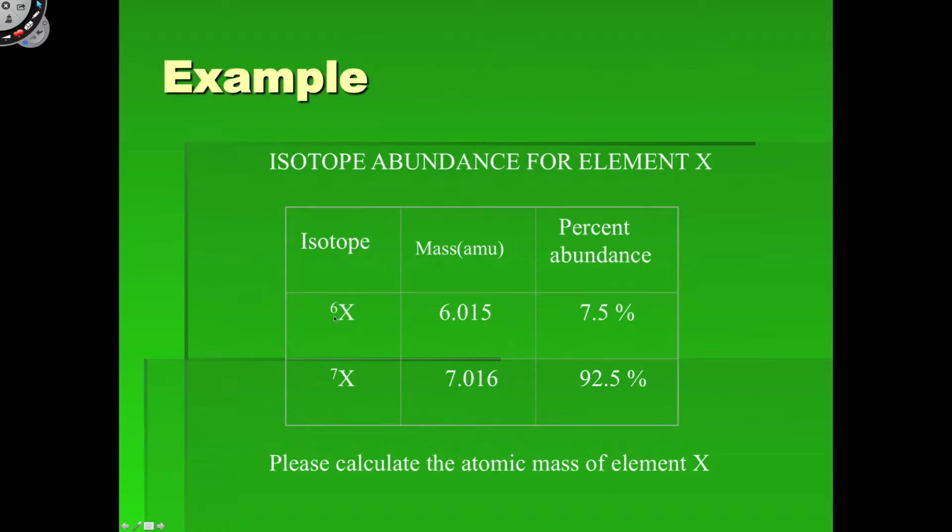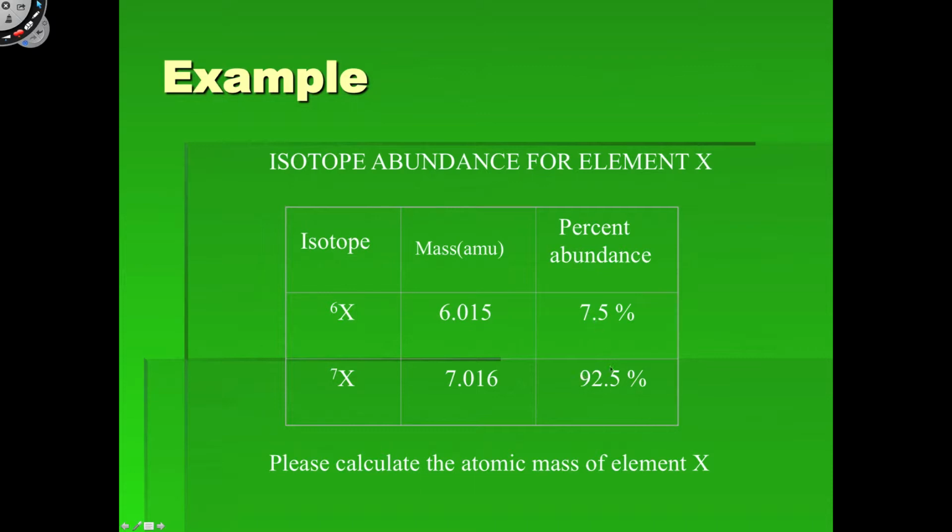All right, but we know that the mass number of this isotope is 6, and we know the mass number of this is 7. The AMU value of each isotope is listed, 6.015 for element X6 and 7.016 for element X7. And then we have what's called percent abundance. Basically what that means is, let's say you had a 100-gram sample of element X. On average, 92.5% of it is going to be composed of isotope X7, and only 7.5% is going to be composed of X6.